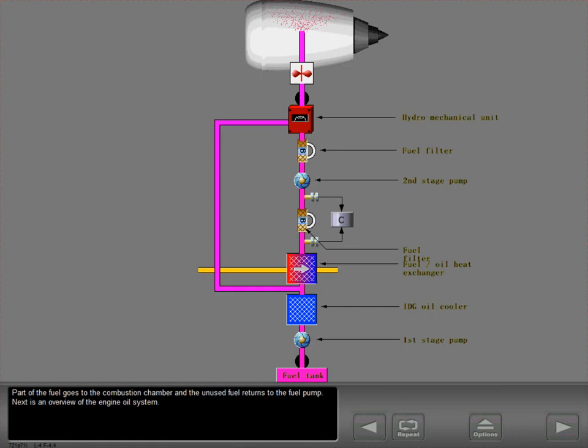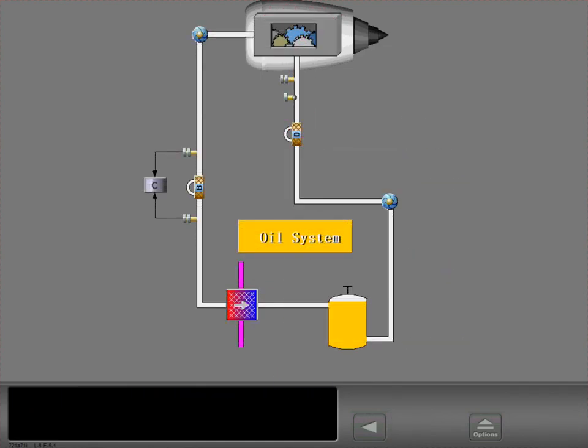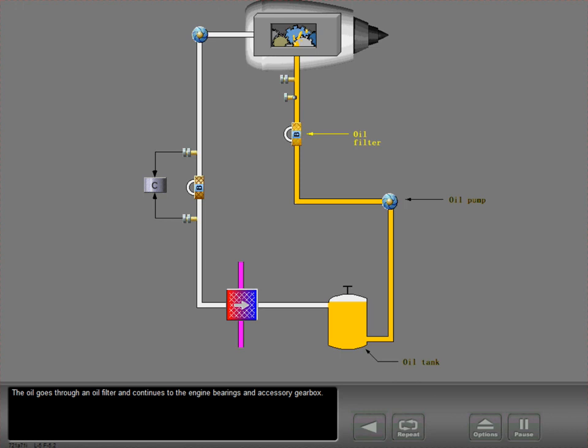Next is an overview of the engine oil system. The oil pump pressurizes the oil from the tank. The oil goes through an oil filter and continues to the engine bearings and accessory gearbox. The oil temperature and pressure sensors are located here.